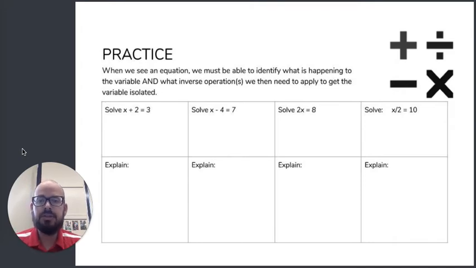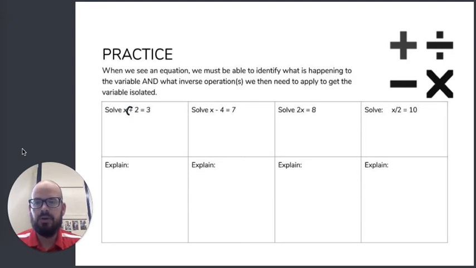Now, here's some practice for you, okay? We're going to go through each one of these, and then we want to practice explaining it. As if you had to explain it to someone who's never learned it, we want you to be able to do that. So let's start.